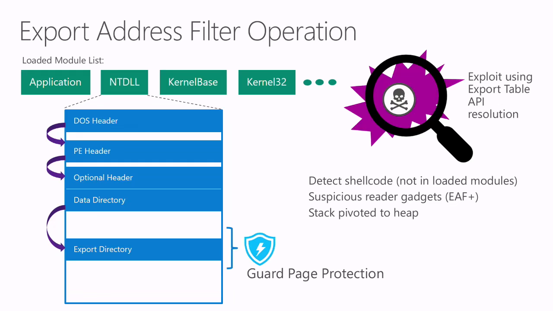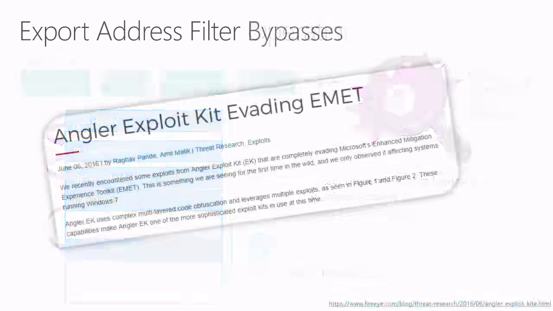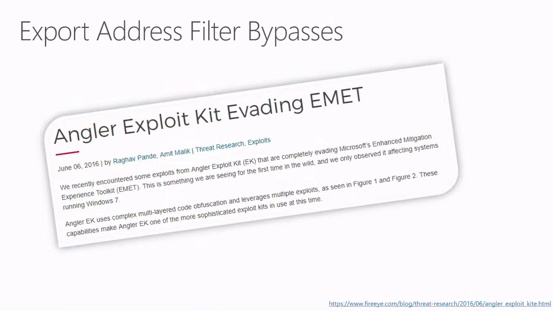Or then we can actually see whether you're doing some kind of ROP execution where the stack is pivoted to the heap. So that's great. Yeah, EMET had EAF, and we ported that over to the Creators Update. But it's not really good enough in terms of modern exploits.